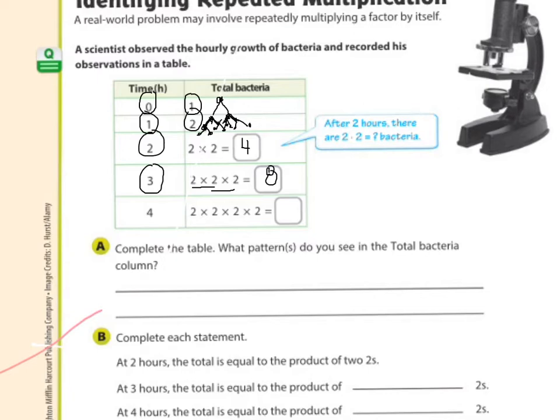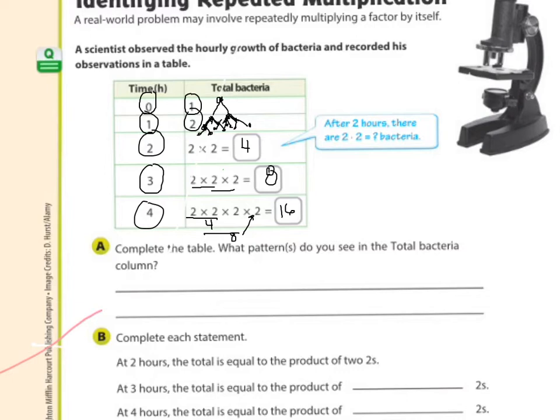Okay, now some students are going to forget that this is repeated multiplication, and they're going to add these. If you take 2 plus 2 plus 2, that actually equals 6. Much different answer than 8. Okay, we don't want to be adding over and over again. We're not taking 2 times 3. We're taking 2 times 2, and then that answer times 2. So let's do one more. After 4 hours, okay, 2 times 2 is 4. 4 times 2 is 8, and 8 times 2, 16.